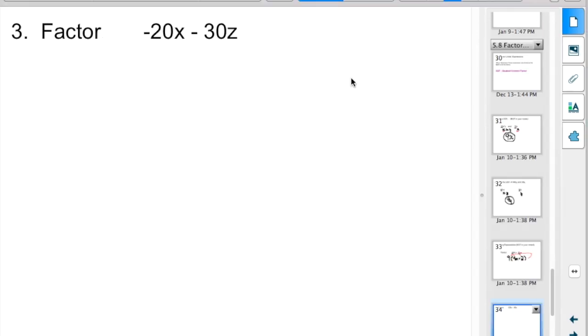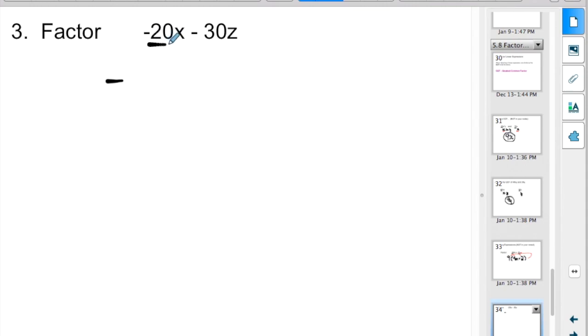This is a problem that's from your notes. This one's a little bit on the trickier side, which is why I want to do this one with you instead of having you practice this one for homework tonight. So take a look at my two terms here. I've got negative 20x minus 30z. I hope you notice the first number is negative here. Whenever the first coefficient is negative, that means we want to divide a negative GCF out of there.